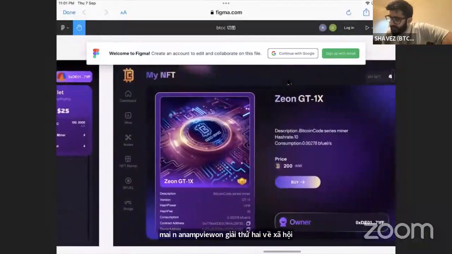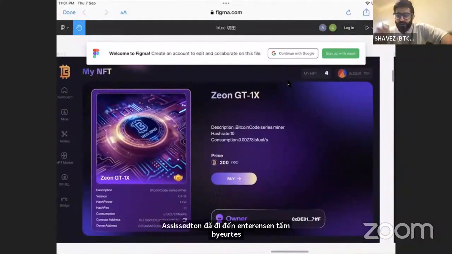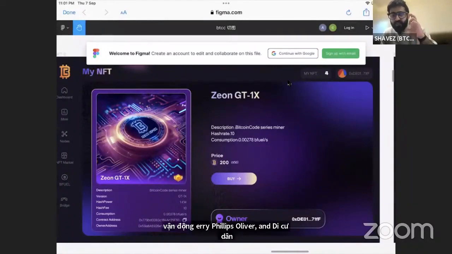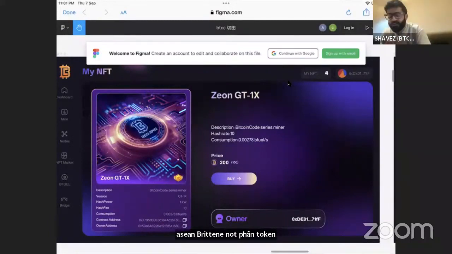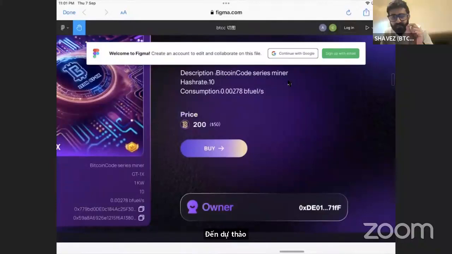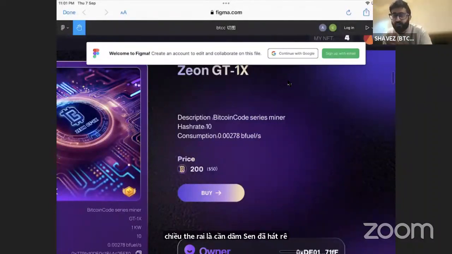And then when the buyer clicks on your NFT, this is an asset, right? This is a non-fungible token. This is how the description will show. It will show your owner address. It will show the price, the consumption, the hash rate, and it will show the series of the miner, because there will be more series afterwards.